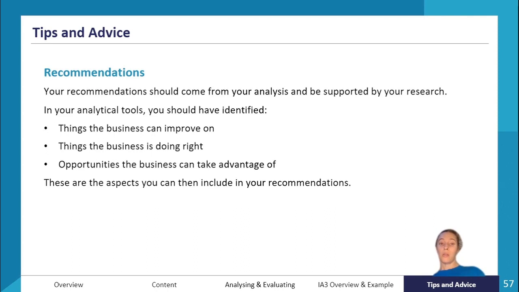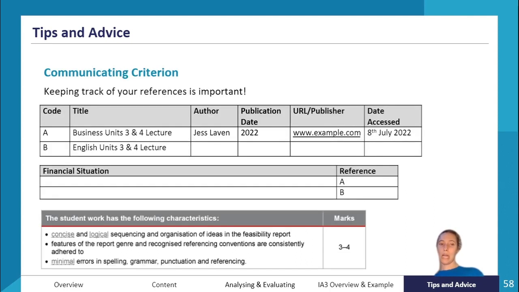In your analytical tools, you should have identified things that the business can improve on, things the business is doing right, and opportunities the business can take advantage of. So if you just think of the SWOT analysis, that's something that you really clearly do in that analysis tool. And those are those aspects that you can then draw from to build your recommendation list.